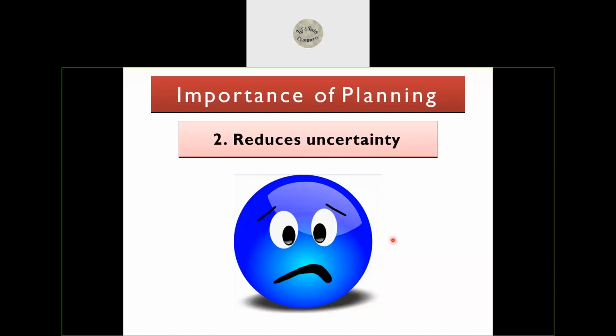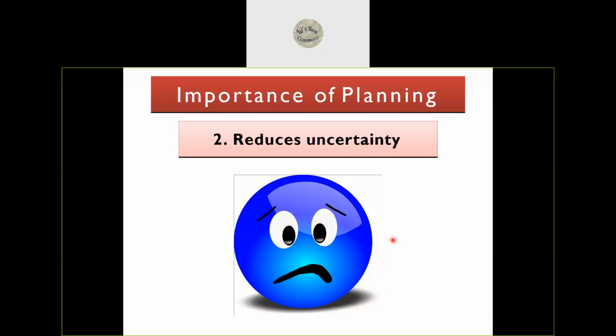Now going to the second point, reduces uncertainty. Planning enables a manager to look ahead and anticipate changes. By deciding in advance the task to be performed, planning shows the way to deal with changes and uncertain events. In this way, planning helps to reduce the risk of uncertainty by preparing forecasts for the future.